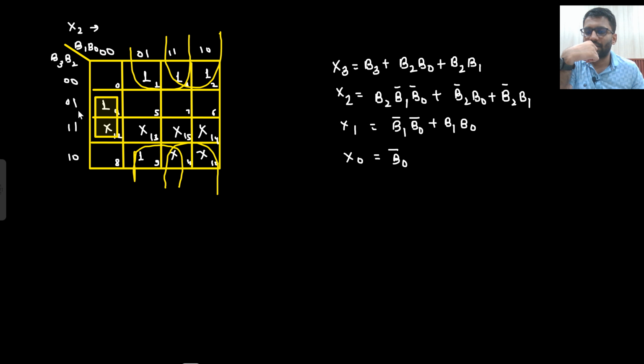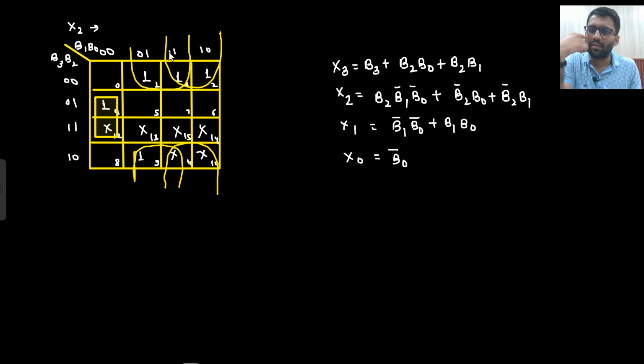Which all are constant? b1 bar, b0 bar, b2. If I talk about this one, then b2 bar is constant and b0 is constant. b2 bar, b0. And what about this one?